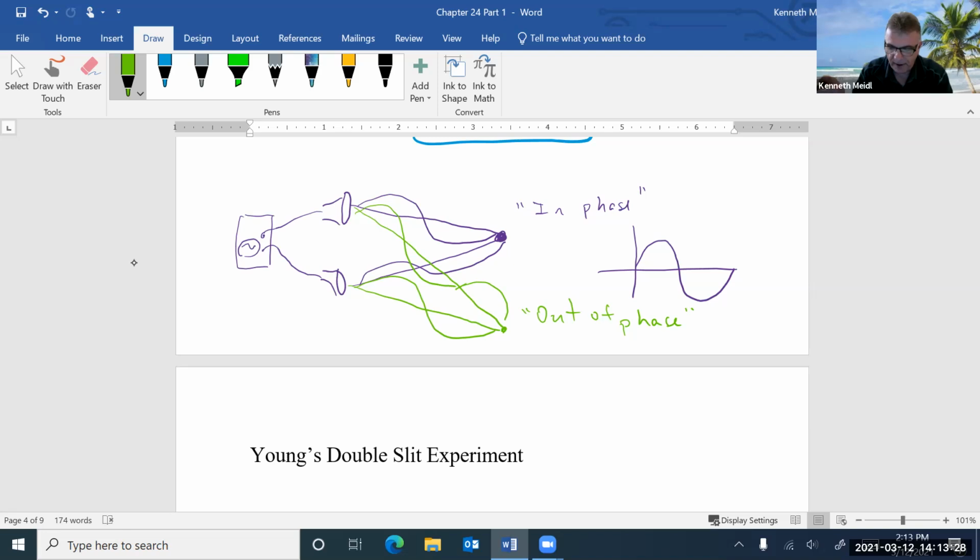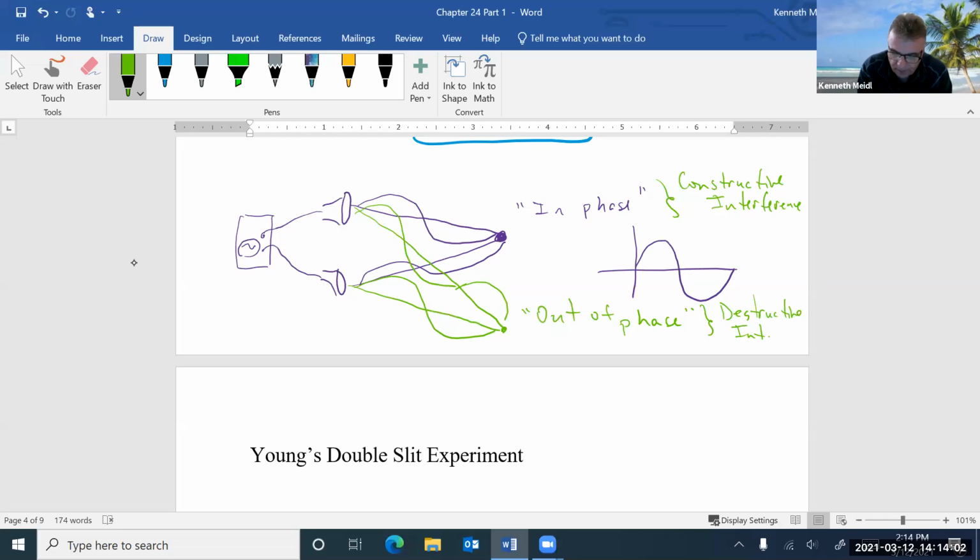If they are in phase, then we say that that is constructive interference. If they're out of phase, this was destructive interference. If they're in phase, we call that constructive interference. Okay.